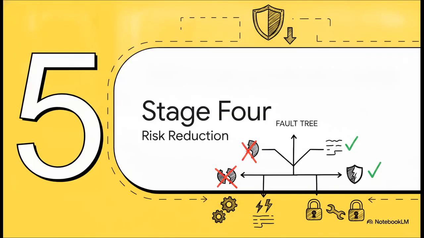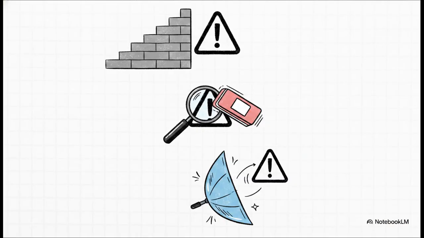Section 5, Stage 4. Risk reduction. With all of those root causes clearly mapped out at the bottom of our fault tree, we can finally figure out how to fix or mitigate them. There are 3 overarching strategies engineers use to reduce risk once it is identified.